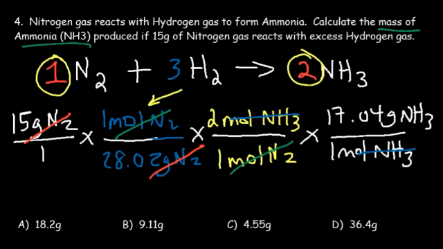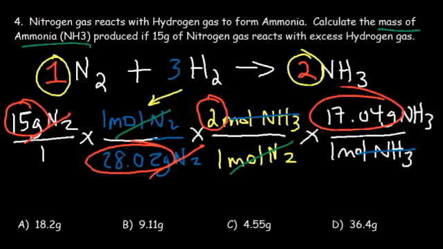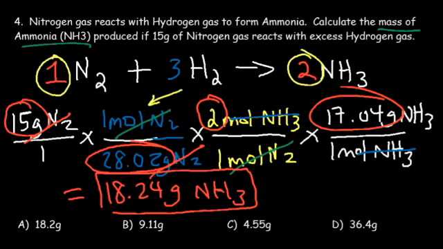So now we can answer the question. We need to type this in our calculator: 15 divided by 28.02, multiplied by 2 and multiplied by 17.04. So you should get an answer of 18.24 grams of NH3. And so that's how you can do a gram to gram conversion.